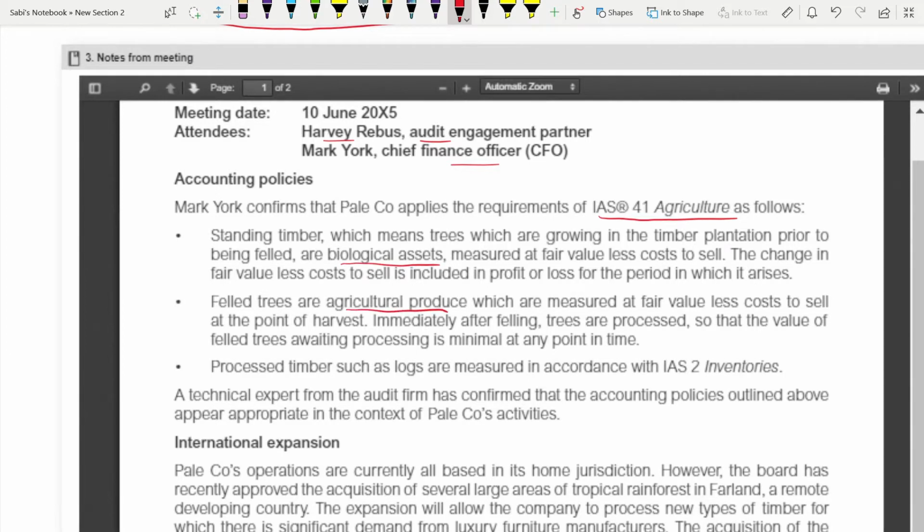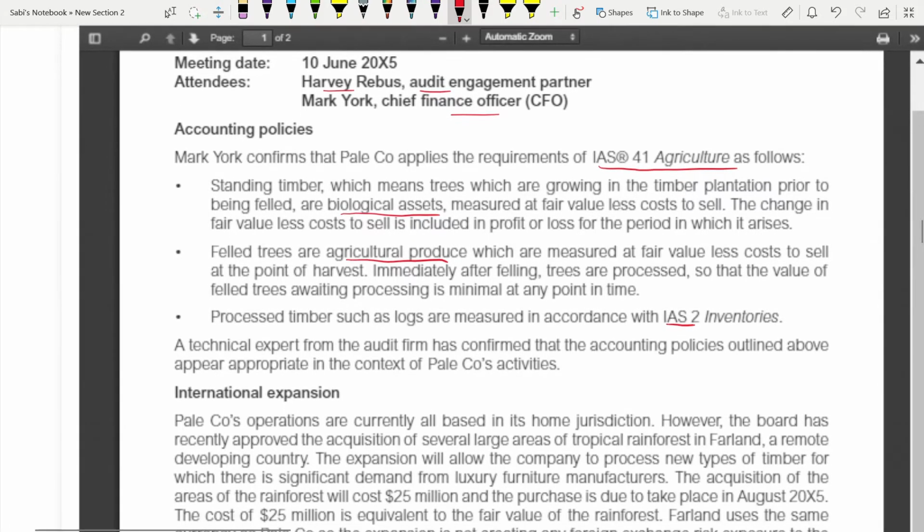The felled trees are measured at fair value less cost to sell at the point of harvest. Immediately after felling, trees are processed so that the value of the felled trees awaiting processing is minimal at any point in time. Processed timber such as logs are measured in accordance with IAS 2. A technical expert from the audit firm has confirmed that the accounting policies outlined above appear appropriate in the context of Pale's activity. So they are saying that this is appropriate, this IAS 41.